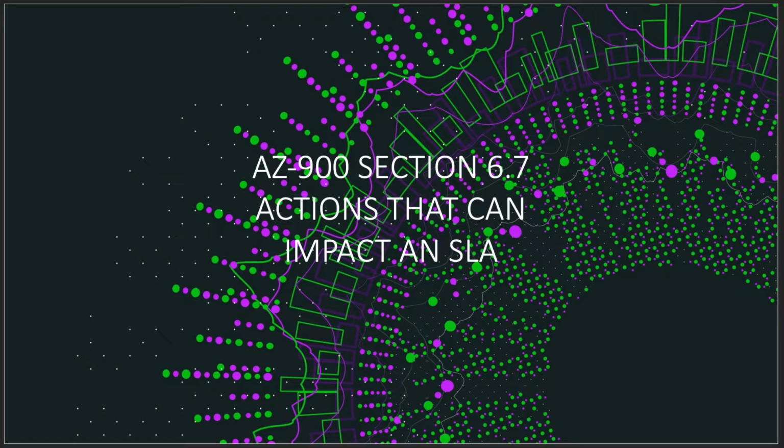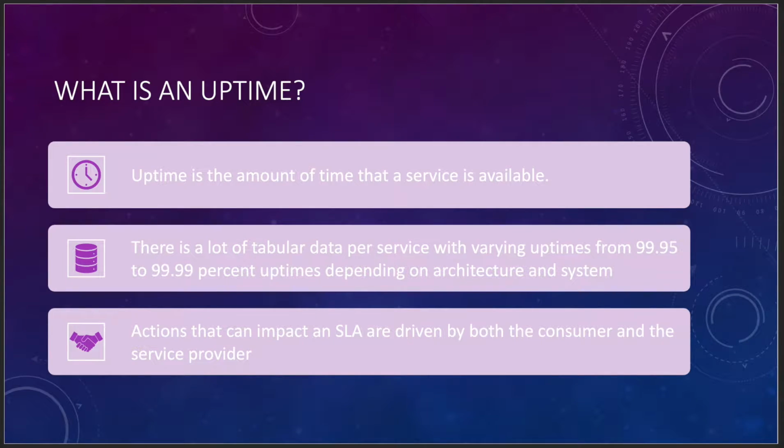And there's a number of actions that can happen that can impact an SLA. So in this section, we've been talking about SLAs an awful lot and what they do and what they don't do. And one of the big things to really understand is what is an uptime. So uptime is the amount of time that a service is available. That's the amount of time it can go and do work for you or process, or whatever it is it's doing.